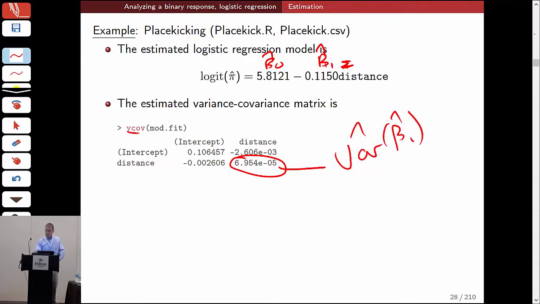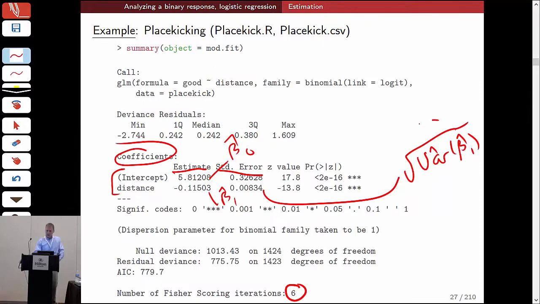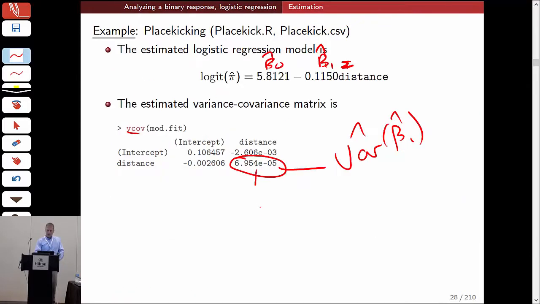Let me just make sure I wrote something correctly on this slide. Yeah, so before I had pointed out the square root of the estimated variance. So if you square 0.00834, you of course get the variance. Okay.